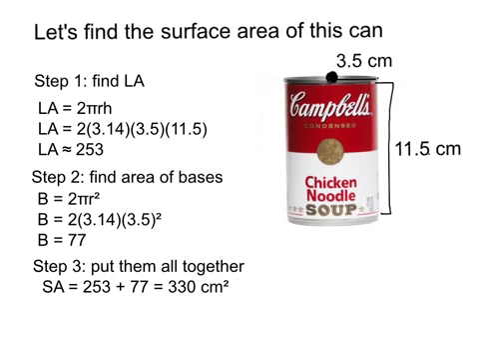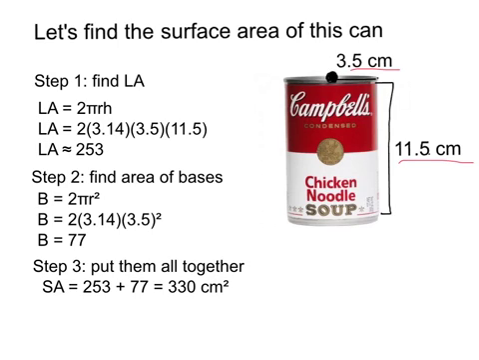Let's find the surface area of this can. So first we have to find the lateral area, which we find, remember, by doing 2 pi rh. So when we plug in our values, we have 2 and then pi. Our radius is 3.5 and our height is 11.5. When we multiply all of those together, we get 253.